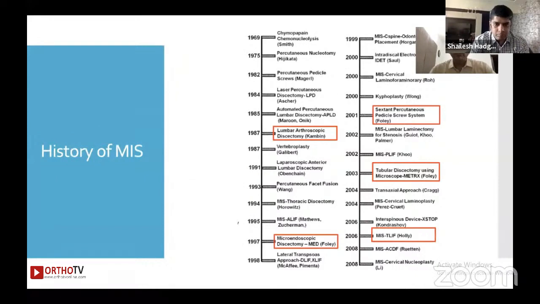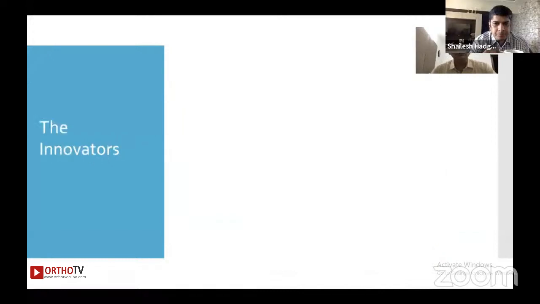Cambin in 1987, almost a decade before Foley invented and developed the MED, showed that an arthroscope can do the work, and you can do a minimal invasive discectomy using an arthroscope. Foley, after developing the MED system in 97, developed the percutaneous screw system, and then eventually developed the METRx system wherein you can use a microscope as well. Subsequently, MIS TLIFs were also developed along the same lines.